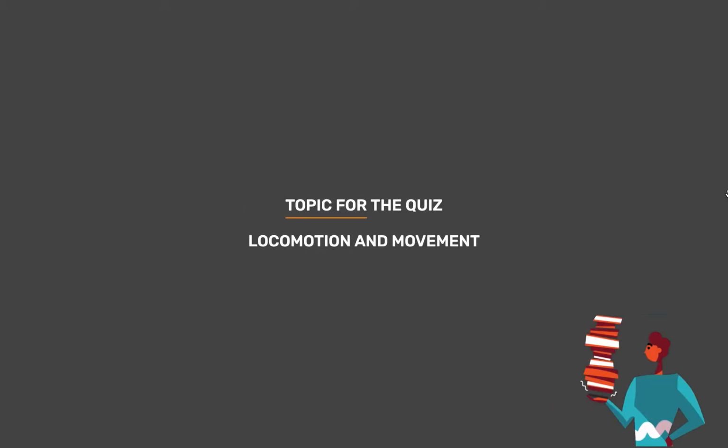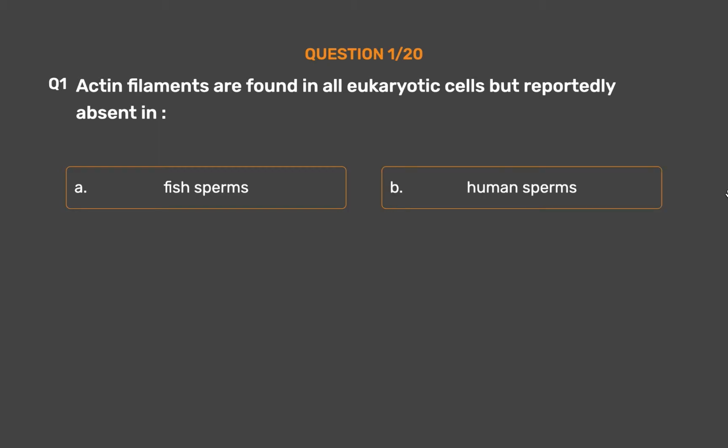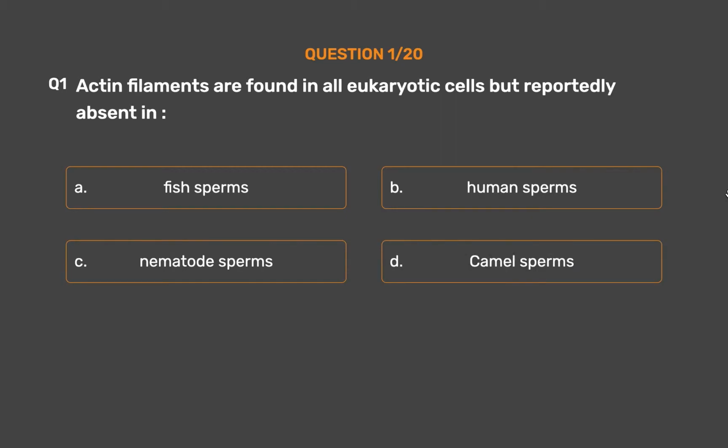Topic for today's quiz is locomotion and movement. Question number 1. Actin filaments are found in all eukaryotic cells but reportedly absent in Option A. Fish sperms. Option B. Human sperms. Option C. Nematode sperms. Option D. Camel sperms.